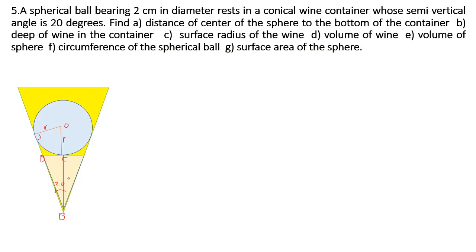A spherical ball bearing 2 cm in diameter rests on a conical wine container. This one is the wine, this one is the spherical ball, and this is the semi-vertical angle of 20 degrees. Find the distance of the sphere center, OB. Then the depth of wine, letter B, CB. Surface radius of the wine, DC. Volume of sphere, circumference of spherical ball, then surface area. So what you do is find first the distance OB.